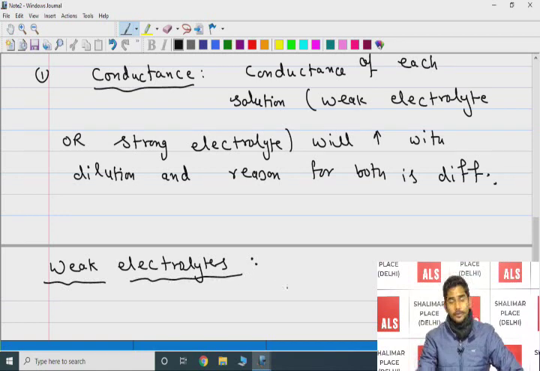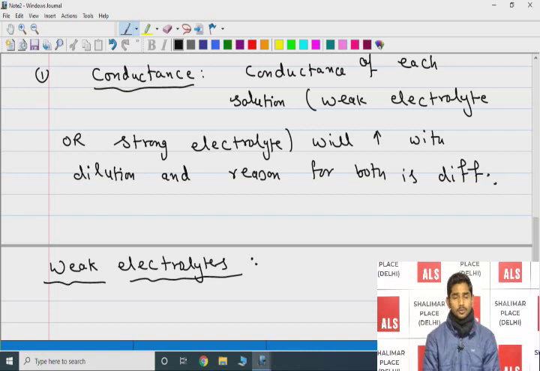Actually what happened, we know that the degree of dissociation of all the weak electrolytes is very less. Obviously, whenever we dilute them, the extent of ionization will increase. It means that conversion into the ions will be more, which means dissociation will be more. If dissociation is more, we will have a higher number of ions, and then the conduction will increase.